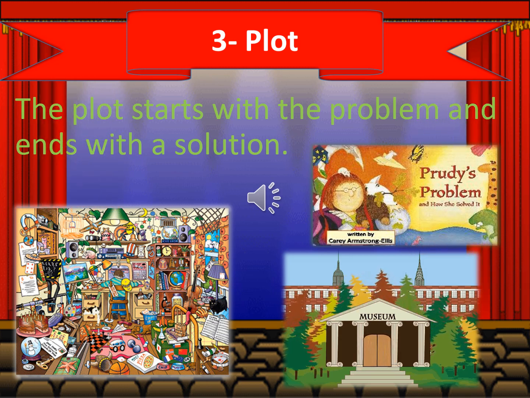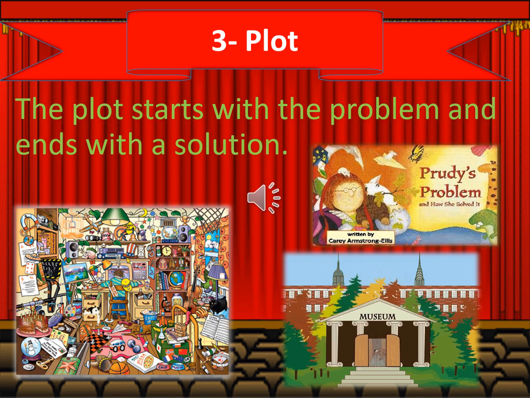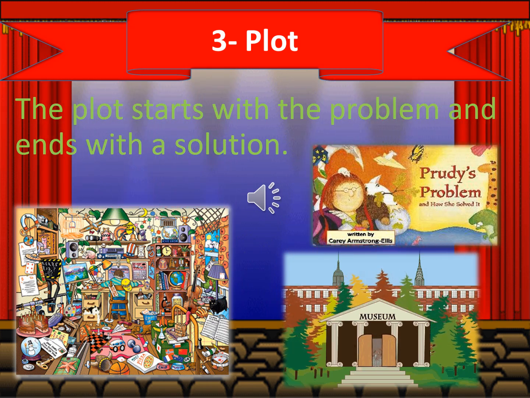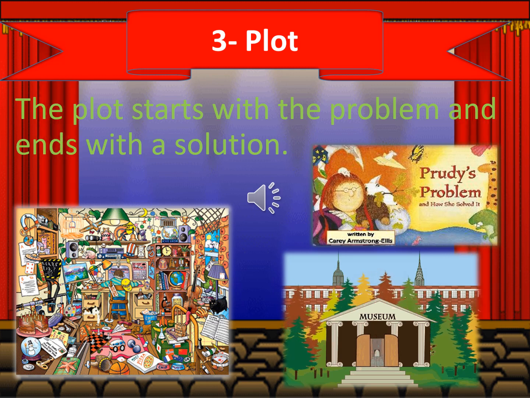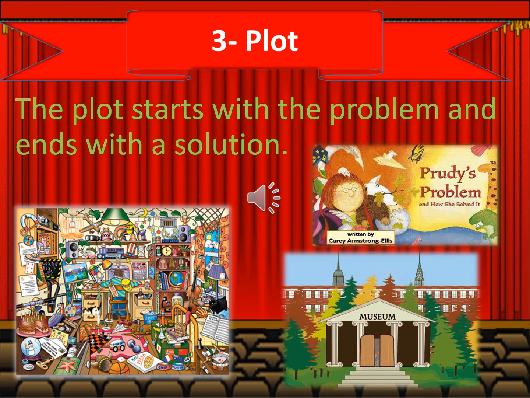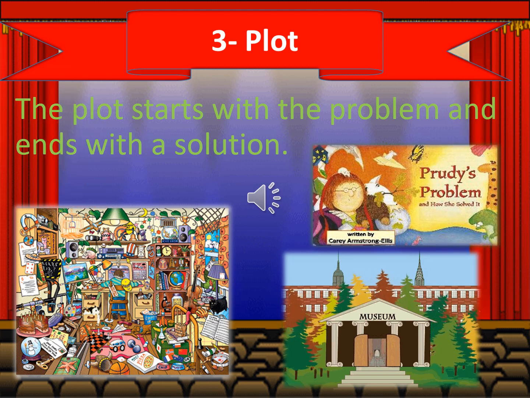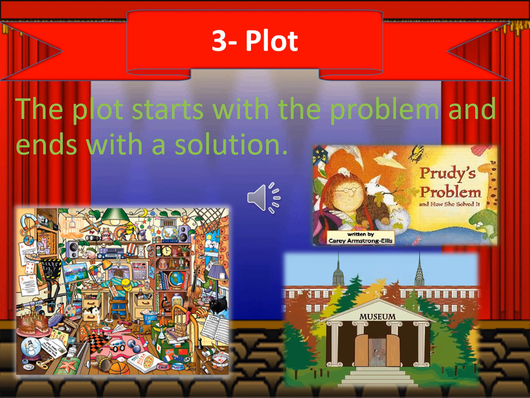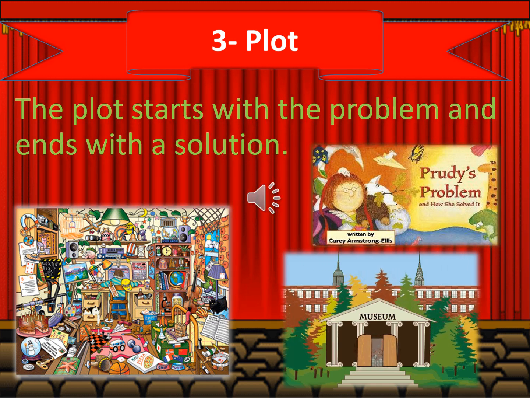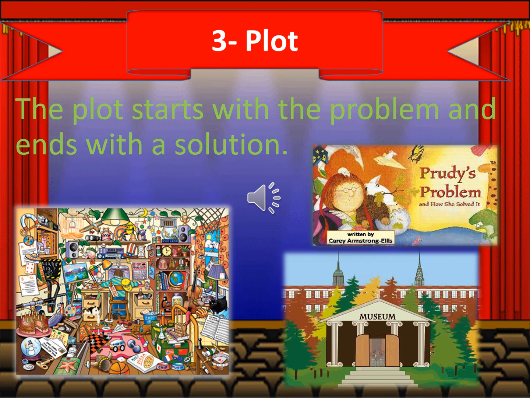Do you remember our story? We had it in the first term, Prudy's Problem. What was her problem? Her problem was she liked collecting everything anyone could possibly collect. It was taking over her house. It was taking over her life. Prudy is forced by her family and friends to come up with a solution. What was this solution? It was to build an enormous, very big museum for all of her collections. So any story has a plot. It starts with a problem and ends with a solution.